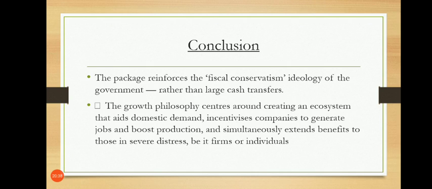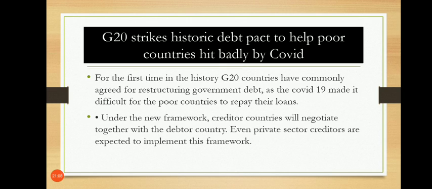The growth philosophy centers around creating an ecosystem that aids domestic demand, incentivizes companies to generate jobs and boost production, and extend benefit to those in severe distress, be it firms or individuals. Okay, so this is the complete analysis of the schemes that have been launched under your Atmanirbhar Bharat 3.0. Okay, this we have talked about the third stimulus package.